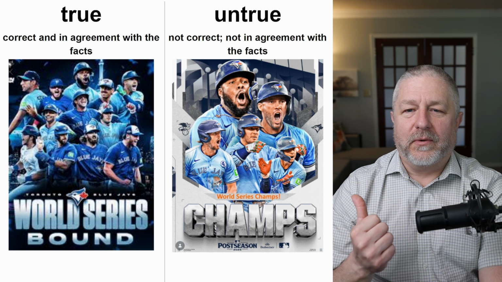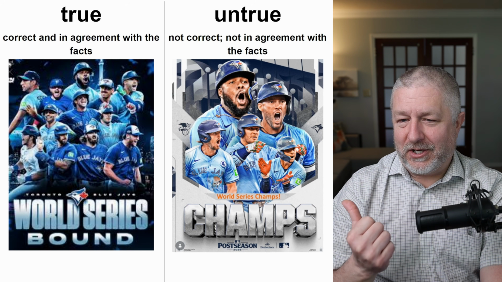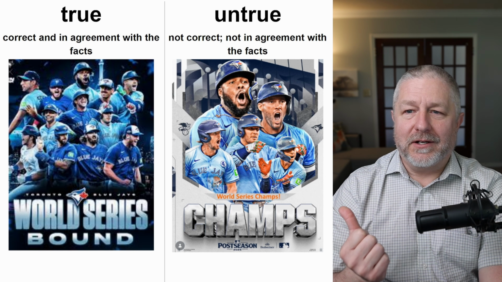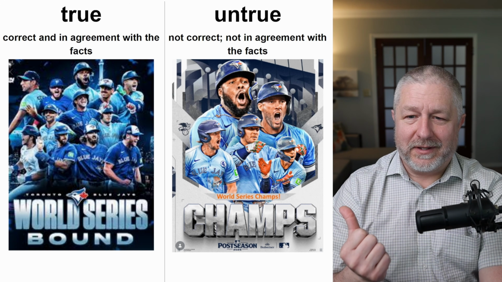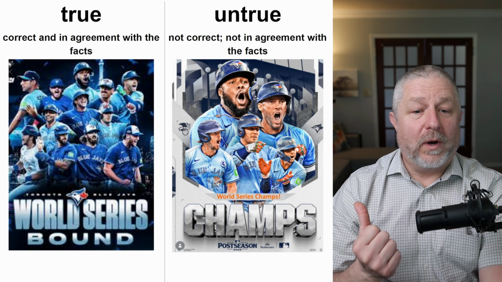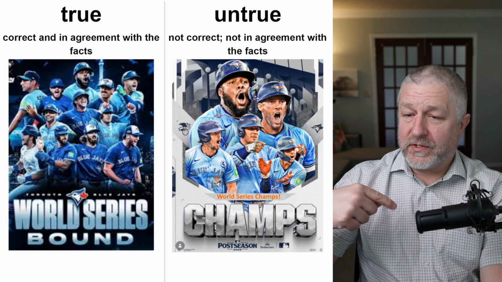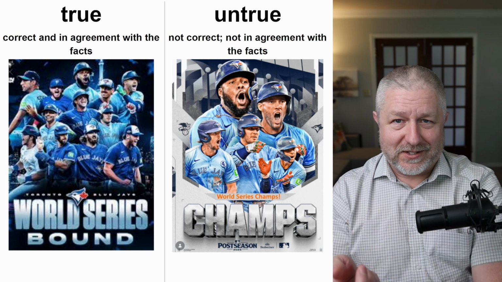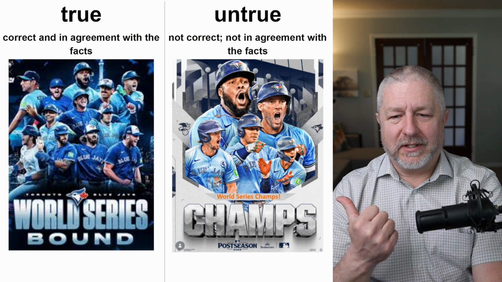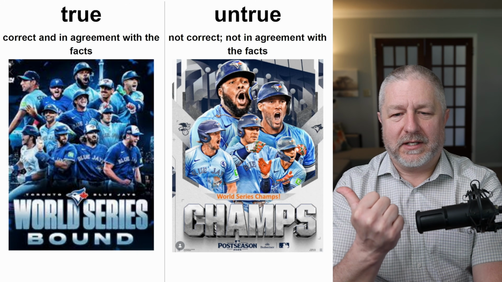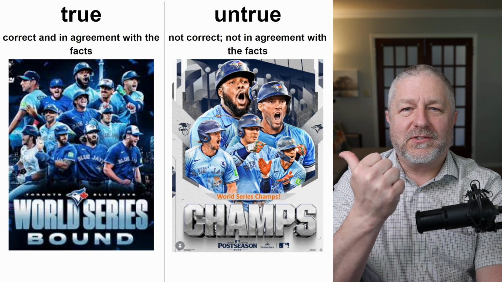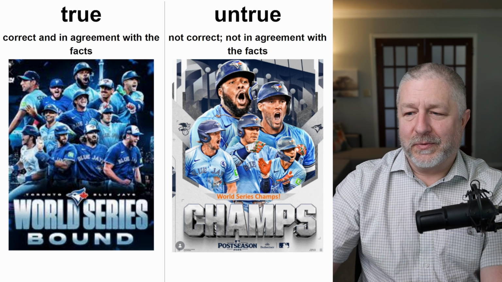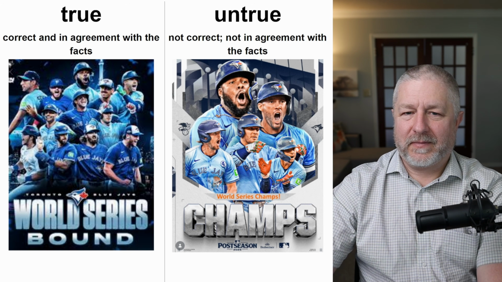Untrue means not correct, not in agreement with the facts. And here you see a poster where it says World Series champs. This is untrue. This is not true. This is fake. So what is true is the Blue Jays were World Series bound. They were going to the World Series. What is true is that they lost the World Series. But just to have a little bit of fun, I made some fake news here where it says World Series champs. Look how excited they were. But this is untrue. It is not correct. It is not in agreement with the facts.